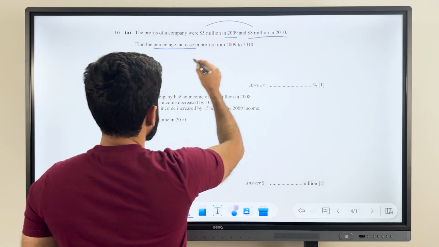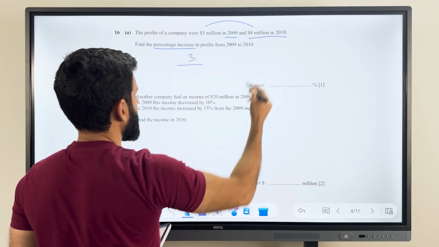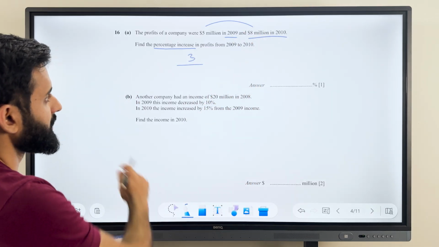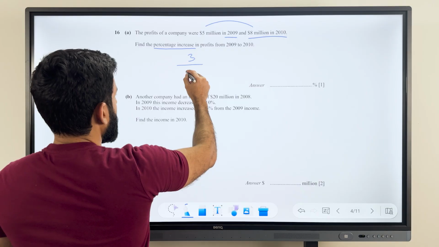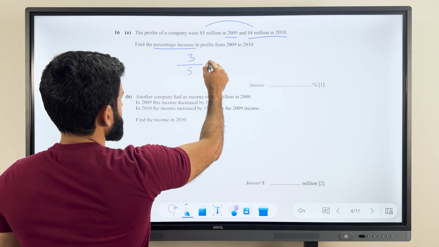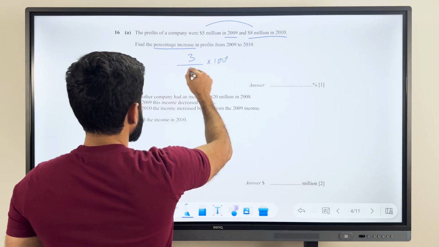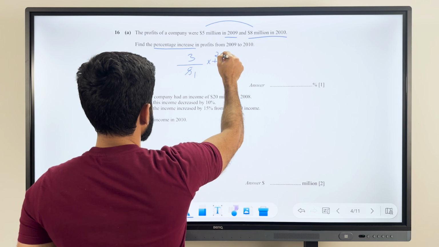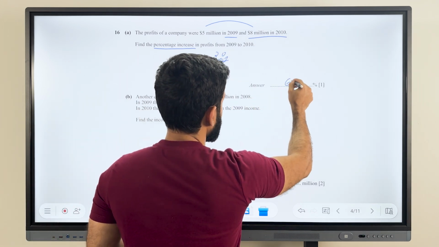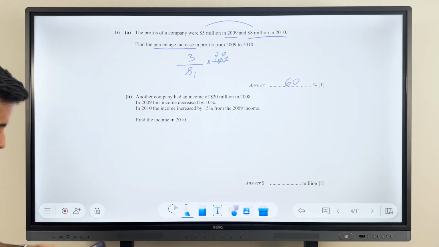So from 5 to 8, that's 3 million. You don't necessarily have to write the 6 zeros for the million, since every value is in million. And the old value, or the original value, is 5. Let's multiply that by 100. 5 ones are 5, 5 twos are 10, 0 as it is, 3 times 20, that's equal to 60%. Let's see if that's the correct answer. Yep, that is the correct answer.